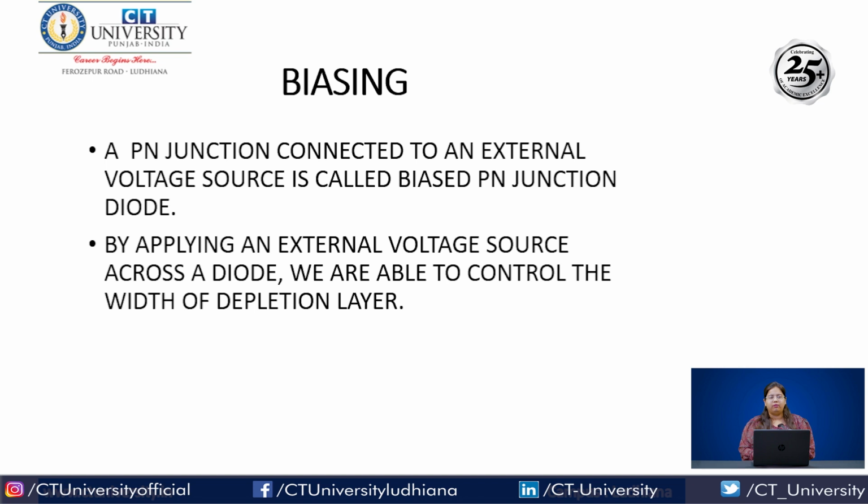Next is biasing, like what happens when we attach a battery to a particular PN junction. That attachment of battery or connection of external voltage to the PN junction diode is basically called the biasing of PN junction. A PN junction connected to an external voltage source is called a biased PN junction diode. By applying any external voltage source across a diode, we are able to control the width of the depletion layer. So by applying any kind of battery or voltage to a particular PN junction diode, we can control its width, and hence we can control the flow of current across the PN junction diode.